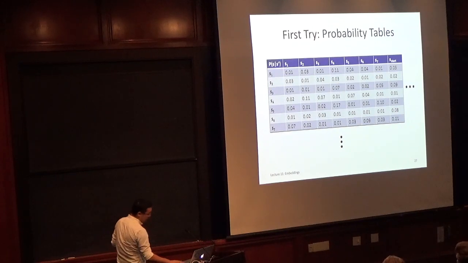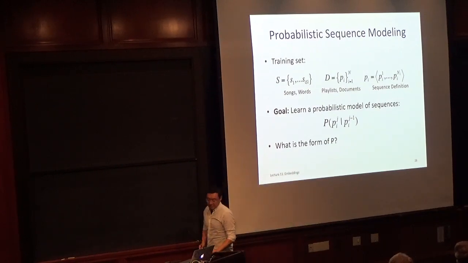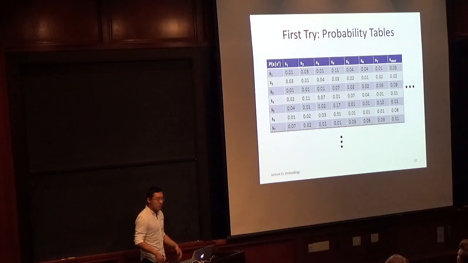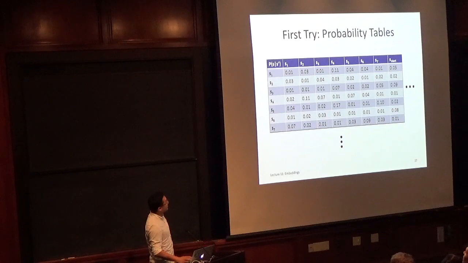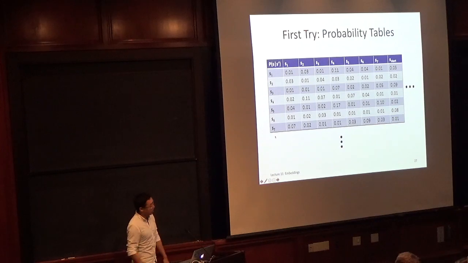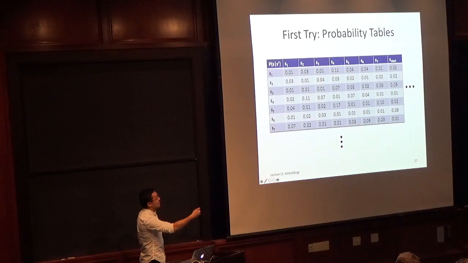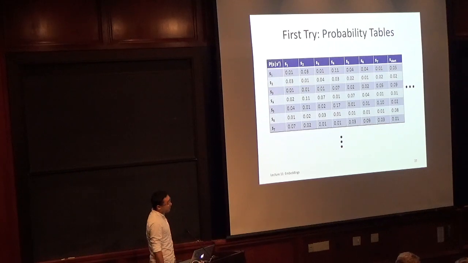One way to estimate this probability is to simply have a lookup table. In essence, we're going to memorize this probability table by having the number of entries equal to the number of ground elements. If we have 7 words or songs in our ground set, then we have a 7 by 7 table. You may have a special start node, the start of a playlist or the start of a document. But effectively it's a 7 by 7 parameter table. These are the parameters I'm going to estimate from the data.